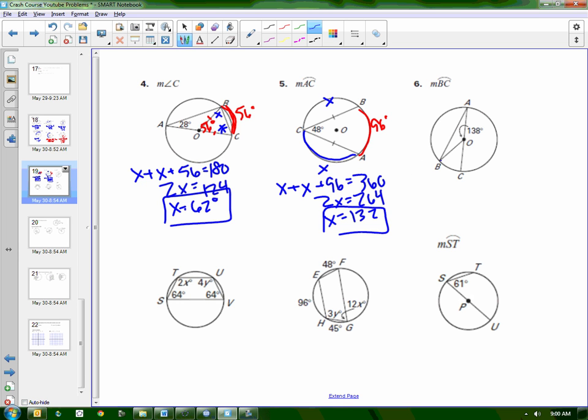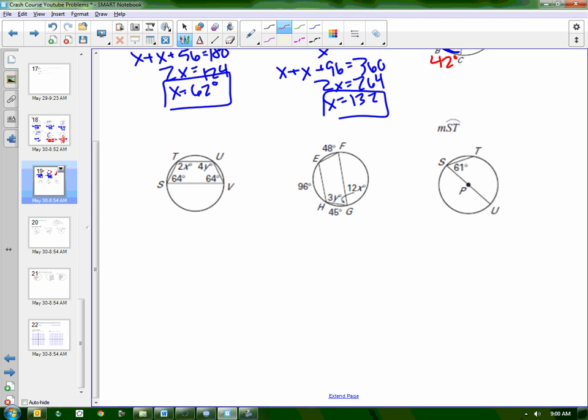Arc BC is right here, so let's see, what do I know? I know that these are going to be supplementary because they're a diameter. Since it goes through the center, I know it's a diameter. So if that's 138, I could do 180 minus 138 and say this has to be 42. And if that central angle is 42, then this arc has to be 42 degrees as well. So arc BC is 42.